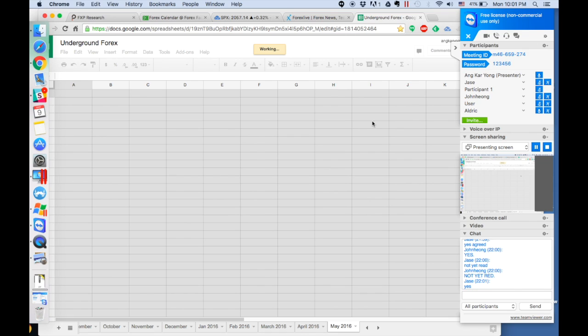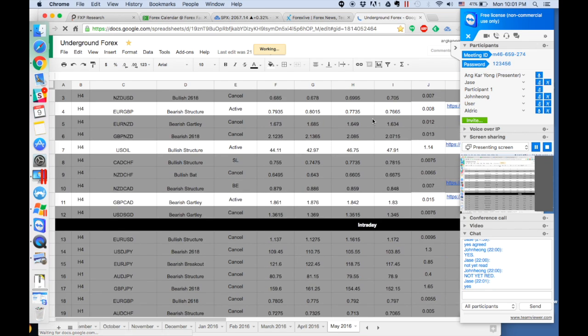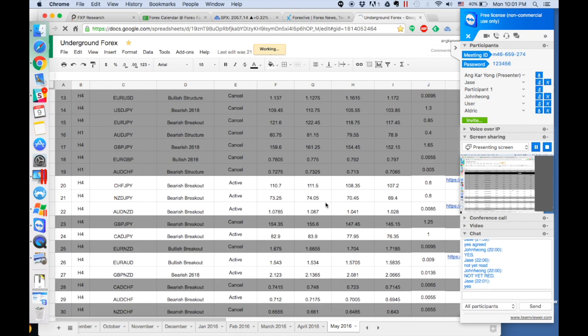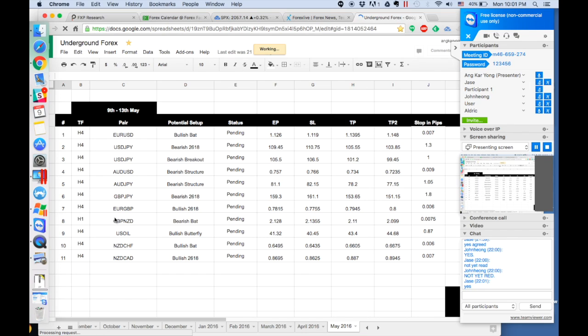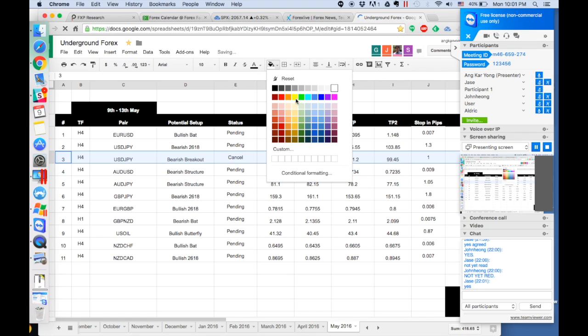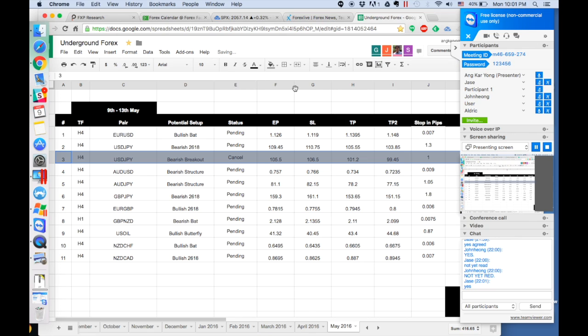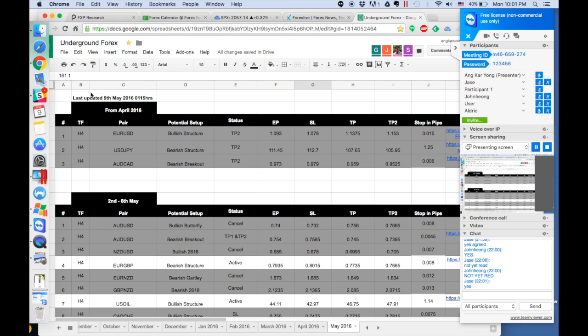Okay, it's loading. So this is how I'm going to update. For example, this UJ breakout is no longer valid. I'm just going to click and update it and say it's cancelled. So you can always refer back to this spreadsheet, and once I update it, I'll usually put the date and time as well.